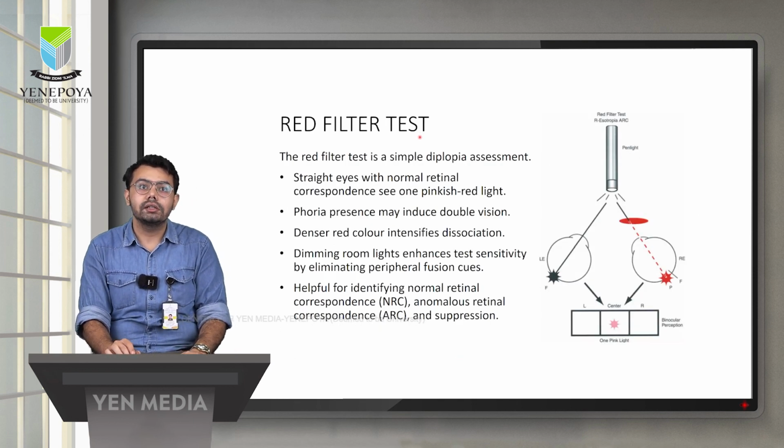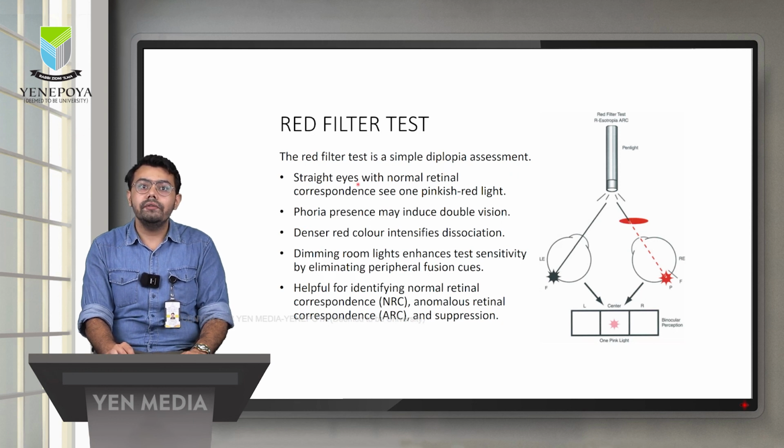Coming to the red filter test. The red filter test is a simple diplopia assessment. In a straight eye with normal retinal correspondence, imagine there is no deviation and both eyes are straight, and we shine a torch and put a red filter in front of any eye, we will get only one image, that is the pink image, which is seen by both the eyes. So fusion presence may induce double vision.